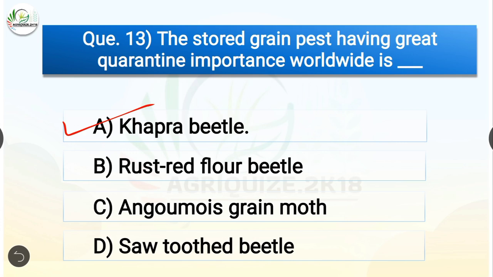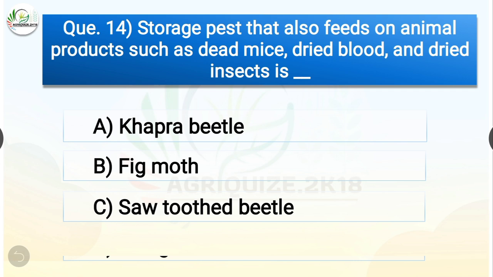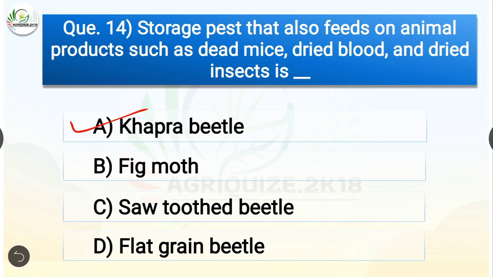Question number 14. Storage pest that also feeds on animal products such as dead mice, dried blood and dried insects is dash. The options are Khapra beetle, fig moth, sawtooth beetle or flat grain beetle. The correct answer is option A, Khapra beetle. So, storage pest that also feeds on animal products such as dead mice, dried blood and dried insects is Khapra beetle.